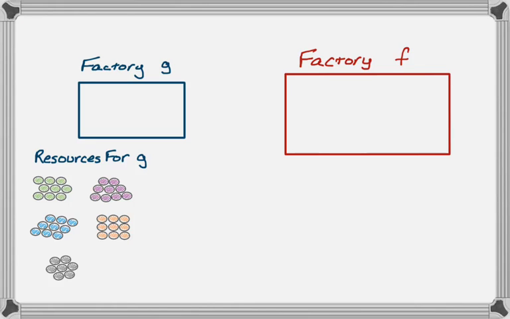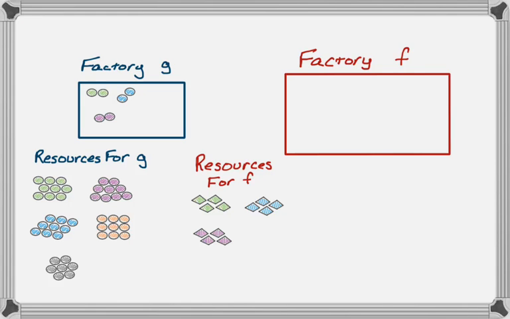What's going to happen is you look at all these resources and start deciding which ones you can use. Green can be used, and when you put it into factory G, it creates some resources for factory F to potentially use. In this case, it makes green diamonds. Let's keep going. The blue ones create blue diamonds, the purple ones create purple diamonds, and the orange ones create orange.